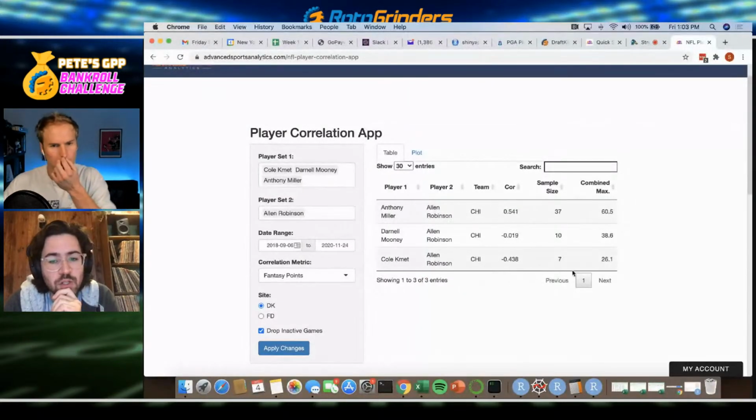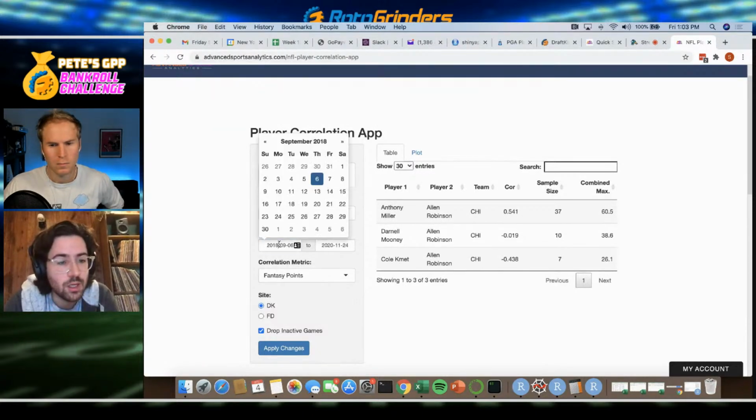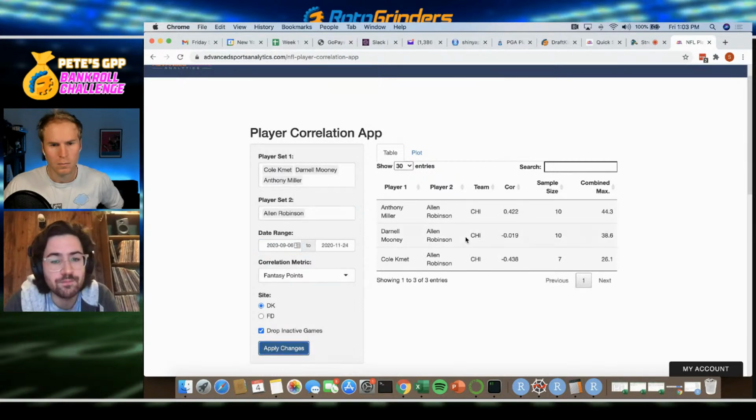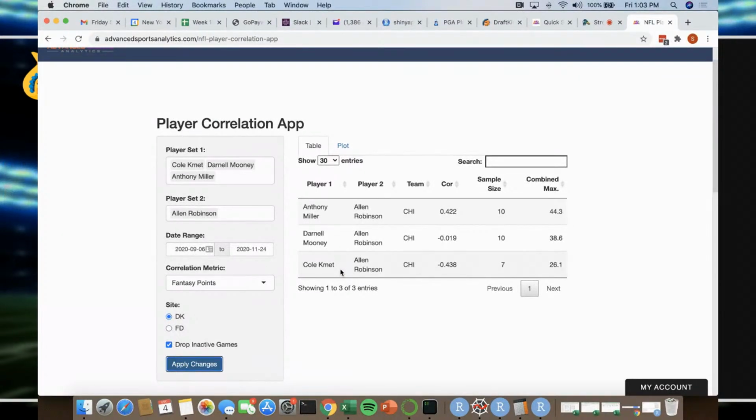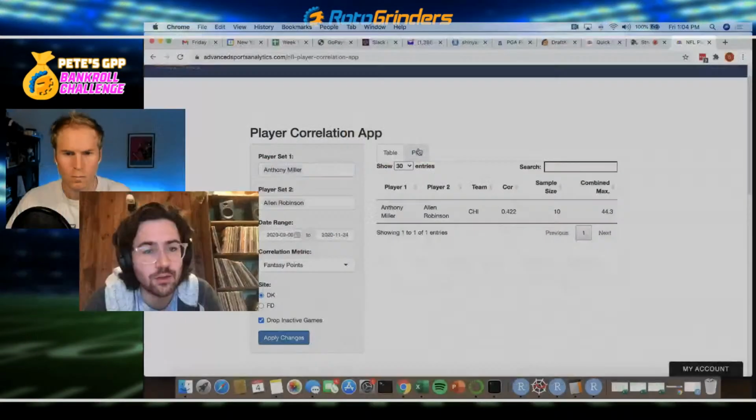Yeah, like you said, the sample size with Kmet is super small. Anthony Miller has good positive correlation, but in 2018 and 19, I think his role was drastically different from what it's been this year. So I would take a look at how guys correlate with Robinson. It's tough. The Bears team, like I said, is really tough because they have had changing roles throughout the season. The data would suggest that Mooney has pretty neutral correlation with Robinson, Miller positive. I'm just interested to see what that looks like from a plot standpoint.